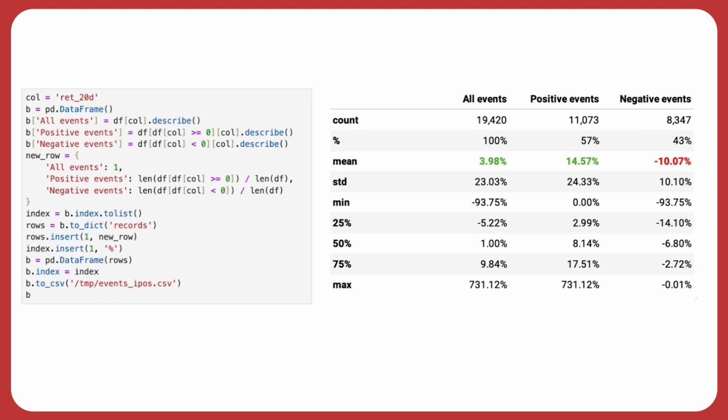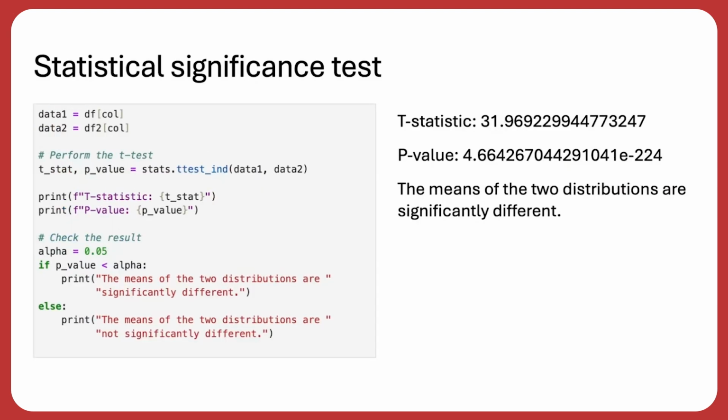Now, the next step, as I mentioned, is to test for statistical significance. Are the events statistically different than the non-events, or are these differences caused by randomness? Testing for statistical significance in Python is pretty straightforward.